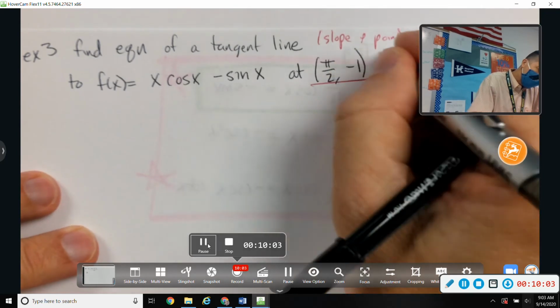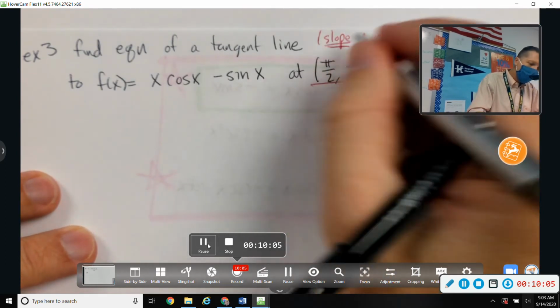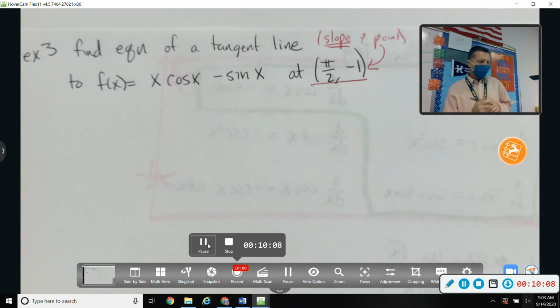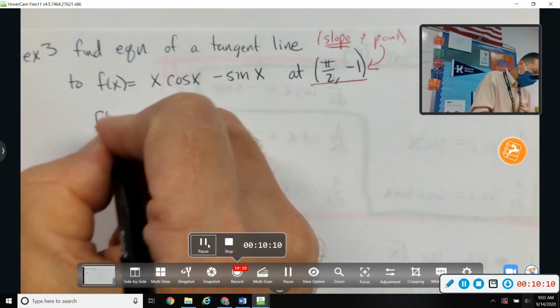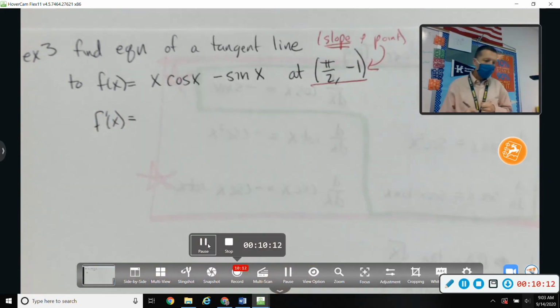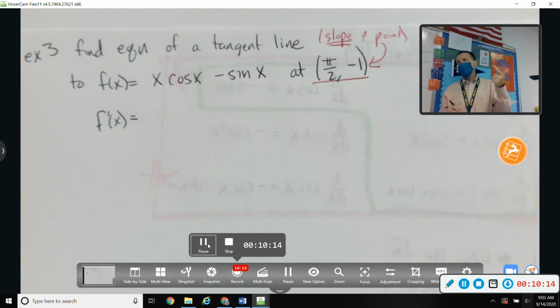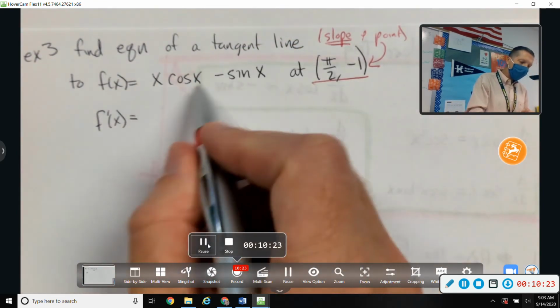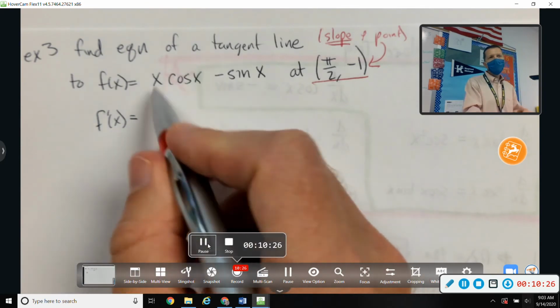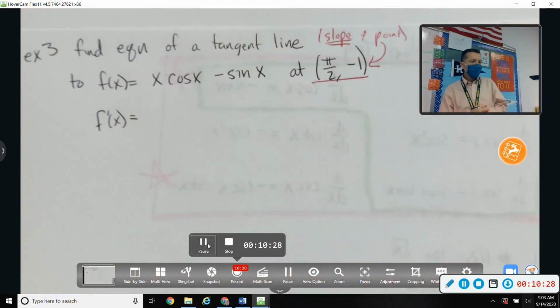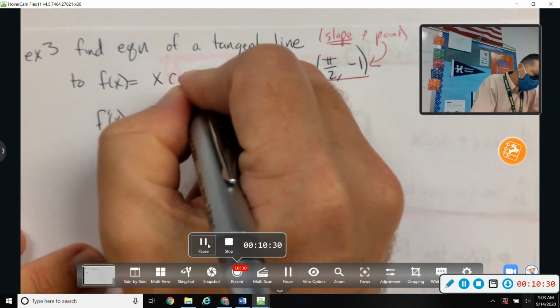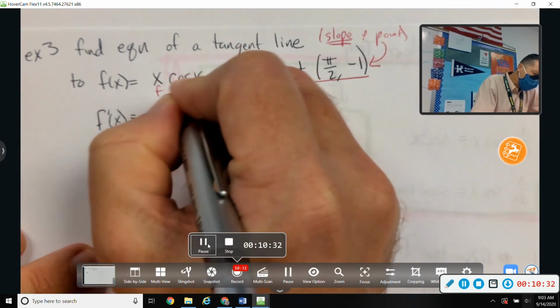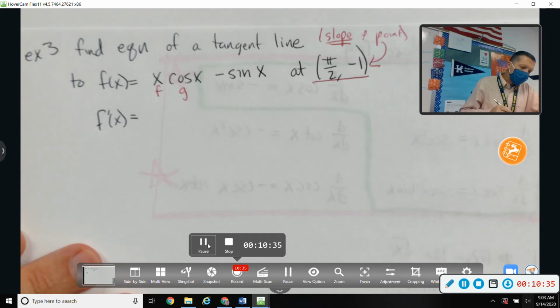Well, there's the point. Got that. Slope. Well, slope means derivative. So I need the derivative of this thing at that point, and then I'll have my slope and a point, and it should be good from there. Okay, derivative of this thing. What rule am I going to have to use here? Product rule. This would be one that some people would product rule in place. I'm not so sure I want to do that yet.